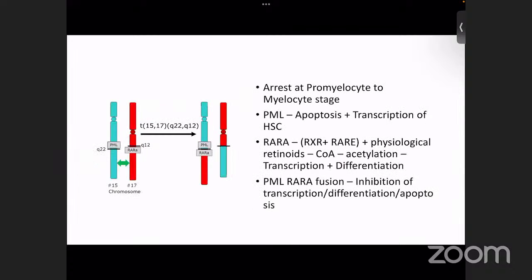So M3, what is M3? Basically, it is an arrest at the promyelocytic stage. There is a translocation between PML and RARA, chromosomes 15 and 17, and there is an arrest at the promyelocyte stage. PML fused with RARA; PML is a pro-apoptotic transcription factor of the HSC, that is the hematopoietic stem cell. RARA is basically the retinoic acid receptor. So when combined with physiological retinoids, co-activation happens, which eventually leads to transcription and differentiation. What happens in the fusion is inhibition of transcription, differentiation and apoptosis, which turns it into a leukemia.